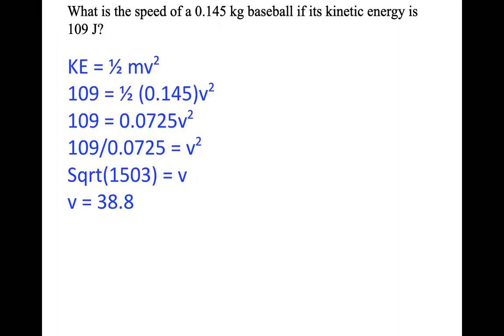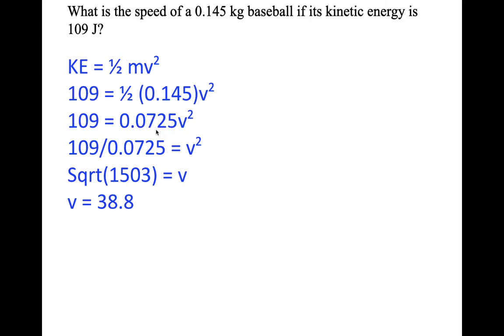So what is the speed of a 0.145 kilogram baseball if it has a kinetic energy of 109 joules? Well, if we plug that into my equation, 109 equals 1/2 times 0.145 times v squared. Then I need to get v by itself. So here's the process to do that. The first thing I'm going to do is multiply 1/2 times 0.145, and I get 0.0725.